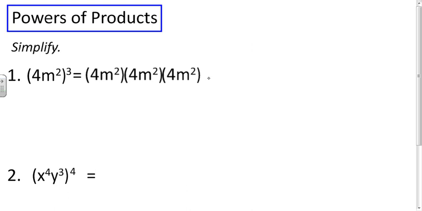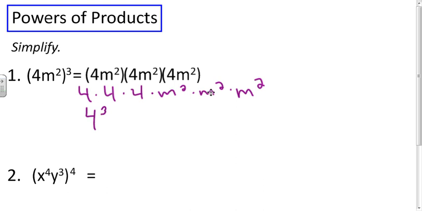And I need to remember, I can rearrange all this. This is just 4 times 4 times 4 times m squared times m squared times m squared. I can change the order that I'm multiplying because of the commutative property of multiplication. So really, this is 4 to the 3rd, then m squared times m squared times m squared. That's really m to the 6th.